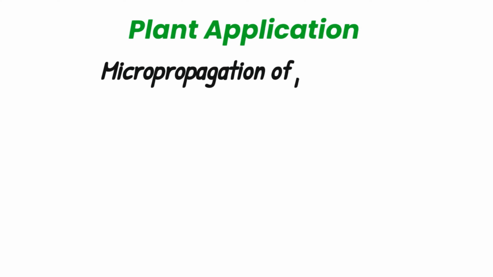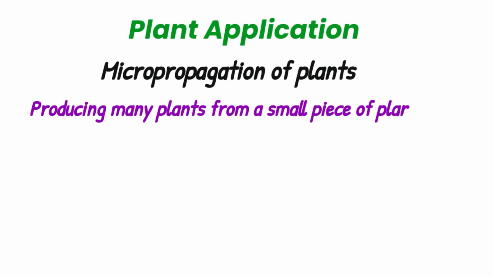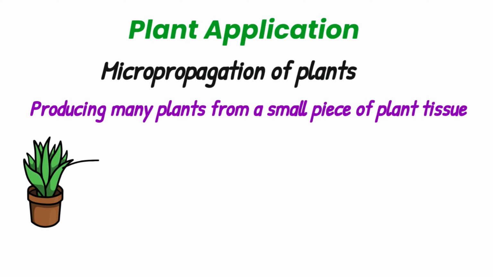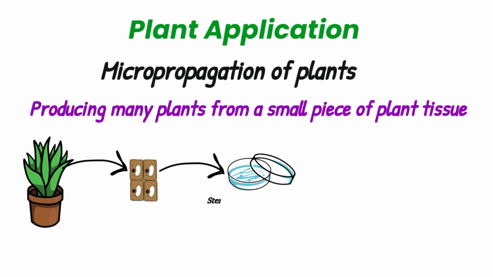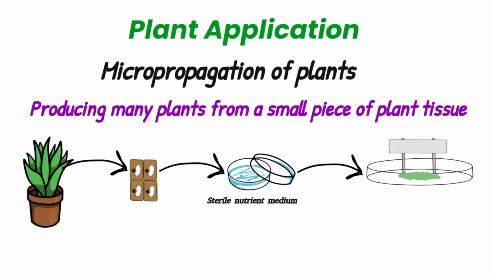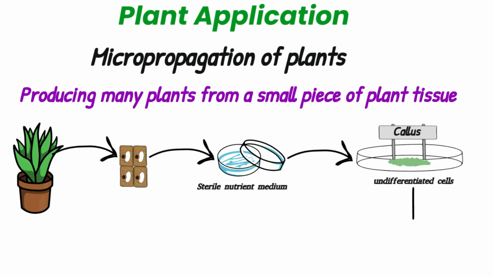Let's start with a plant application first, and this is micropropagation of plants, producing many plants from a small piece of plant tissue. So a piece of plant tissue is removed from the parent plant and transferred onto or into sterile nutrient medium. After a while, a callus forms. A callus is a group of undifferentiated cells, and this means that this callus has the potential to grow into any type of plant cell.